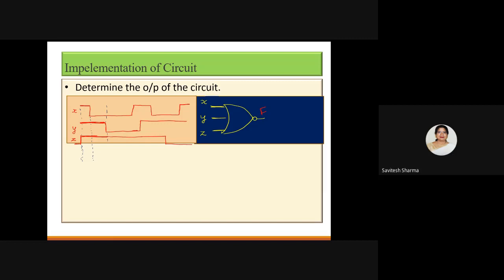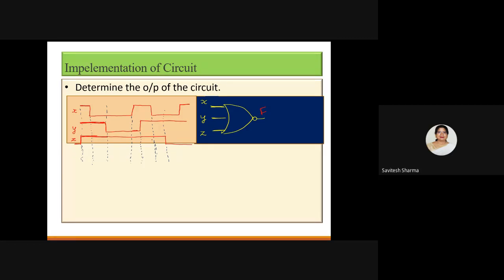Here your X is changing, so you will extend this point. Here your Y is changing. Here your X is changing. So based on the change in the input signals, you will extend the line, and at that time you will determine the output. These are the timings I extended here, and then I will determine the output.